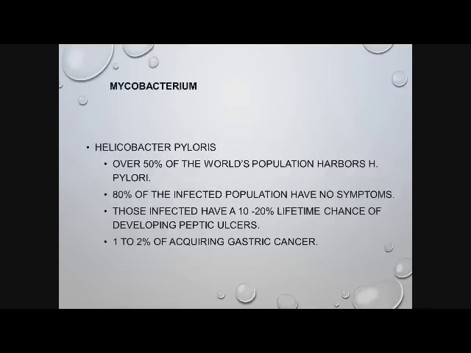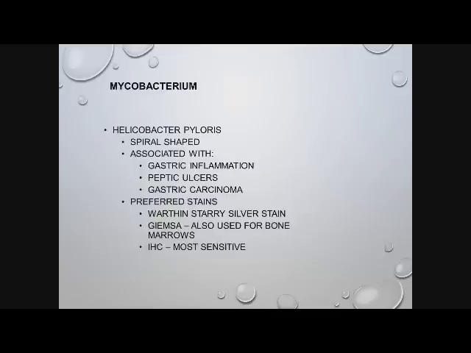Okay, Helicobacter pylori. So did you know that over 50% of the world's population has some of this in them? 80% of the infected population have no symptoms. Those infected have a 10 to 20% lifetime chance of developing peptic ulcers, 1 to 2% of acquiring gastric cancer. So your odds are raised a little. So H. pylori is spiral shaped. It's associated with gastric inflammation, peptic ulcers, gastric carcinoma. And by the way, you don't have to be old to have this either. I know some 19-year-olds that are infected with it.